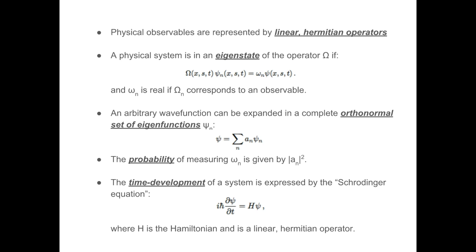Right, and then finally, the last rule is that the time development of our system is expressed by the time-dependent Schrodinger equation, which says that the time derivative of the wave function, up to some constants, has to equal the result of the Hamiltonian operating on our wave function. Okay, and the Hamiltonian corresponds to energy, which is an observable, so that tells us that the Hamiltonian itself has to be a linear and Hermitian operator.